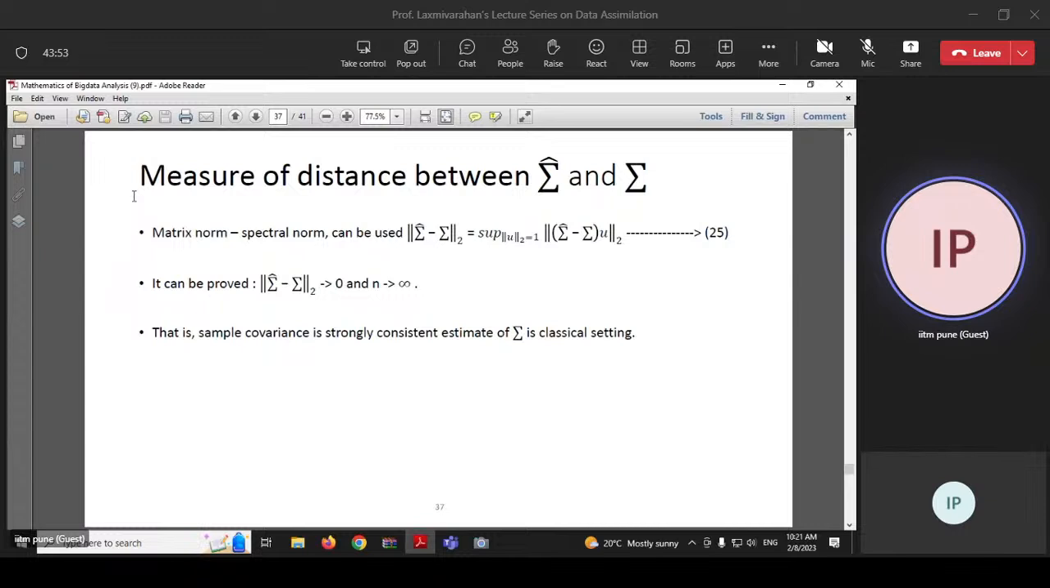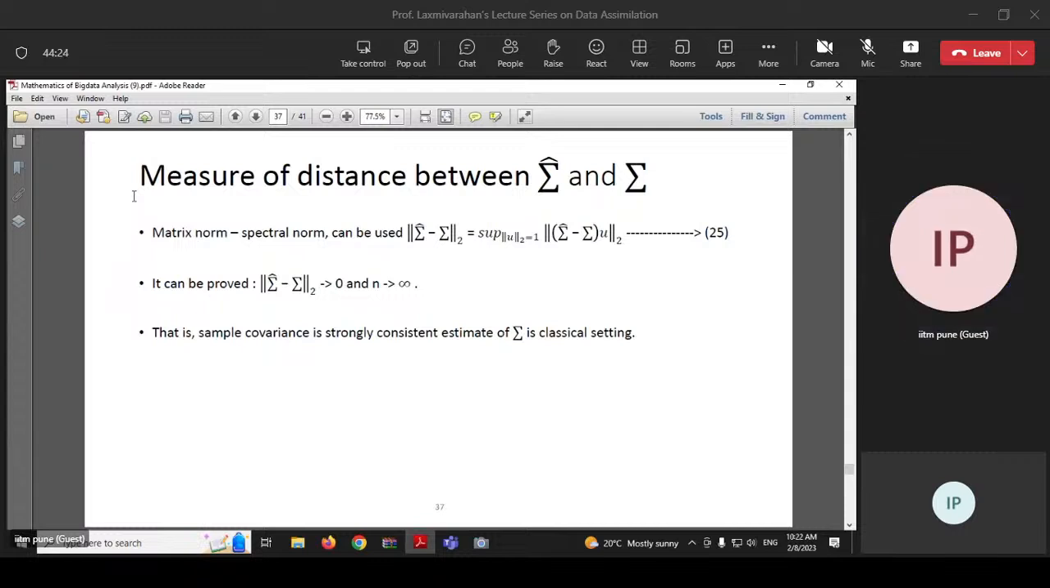What is the vector? Sigma hat minus sigma is a matrix, the difference in the matrices. U is a vector, from the set of vectors of length 1. So the norm of U equal to 1 means it is the set of all vectors of length 1. What does that mean? It is the set of all vectors that lie on the unit sphere. So if I vary U, so long as it lies in the unit sphere, I can compute this vector.